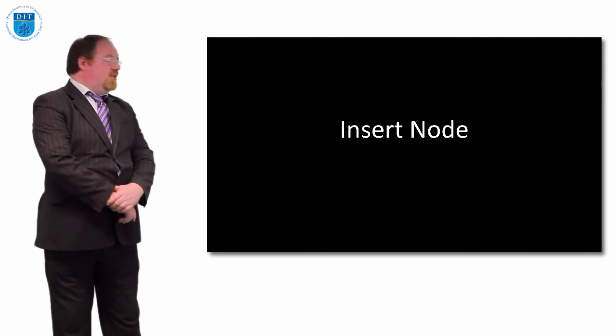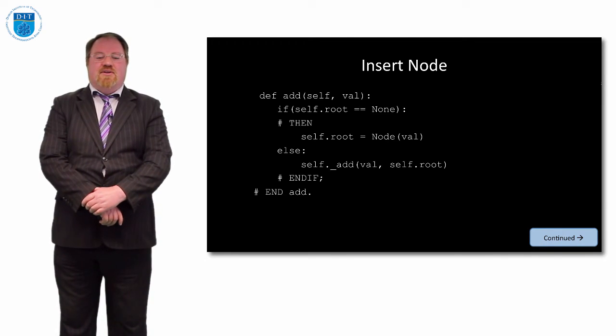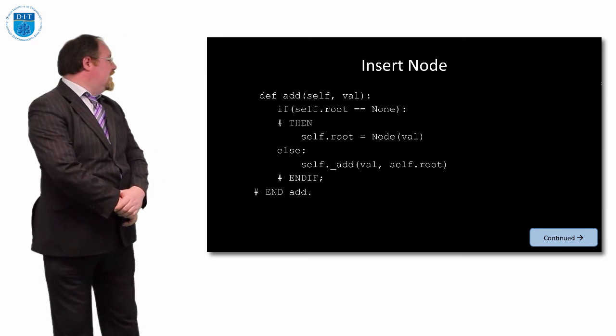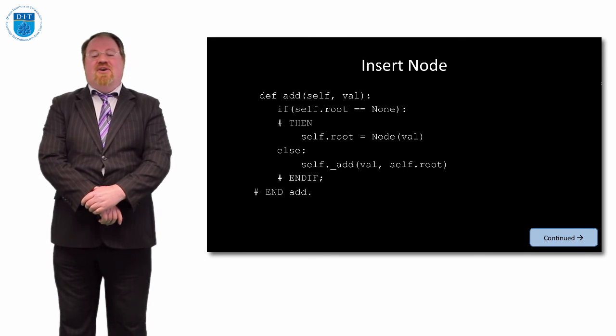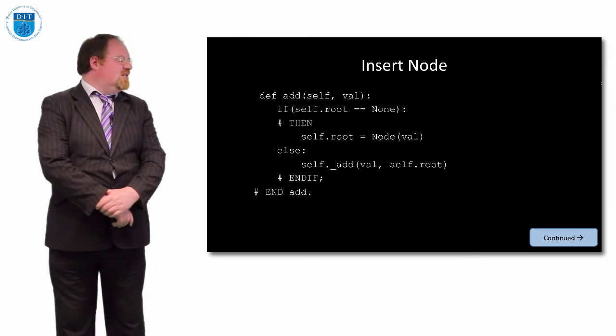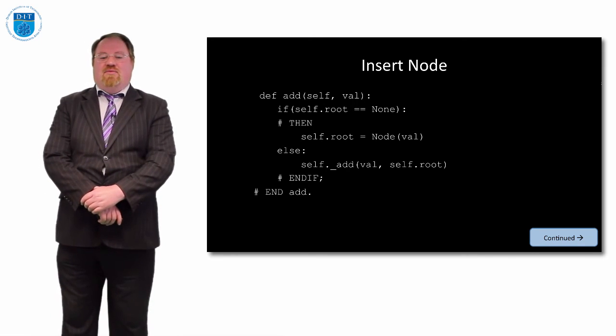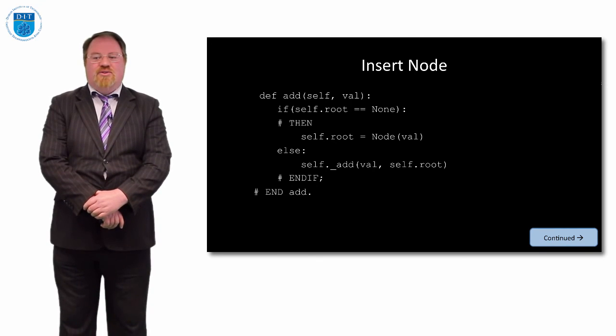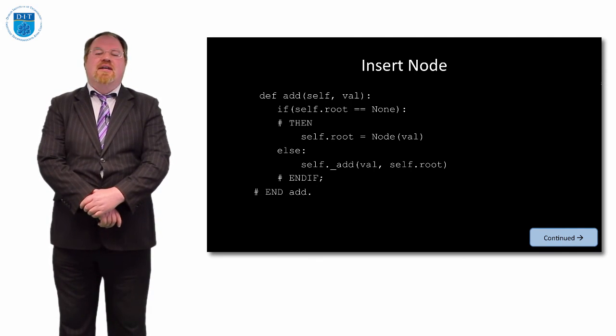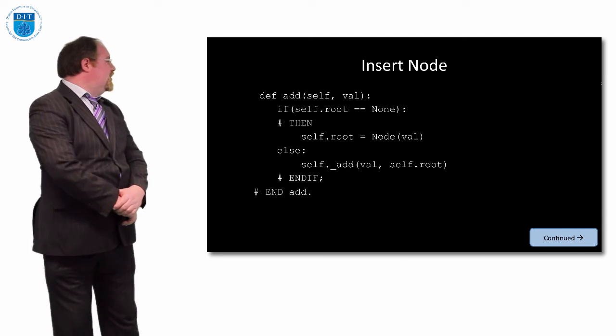How about inserting a node? How do we do that? How do we insert a node? Our program will call it add, and all we do in the main add program is to call self._add with the value in. What we say here is if the tree is empty, we just add the node in as the root now. Else we just call _add.